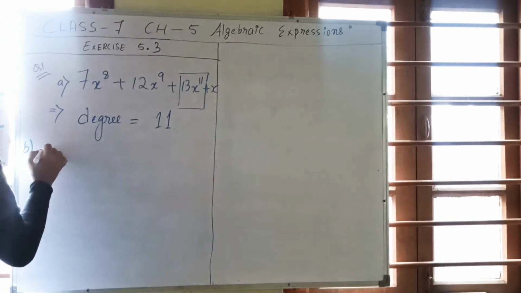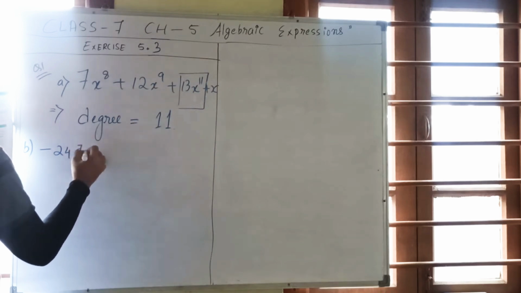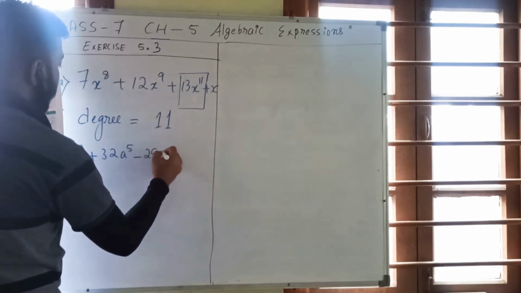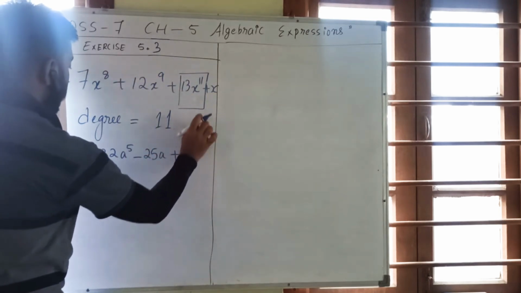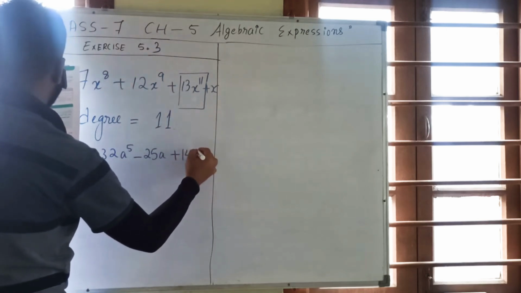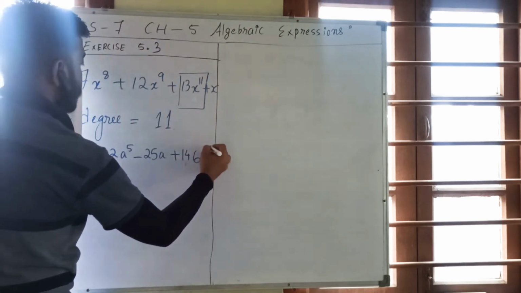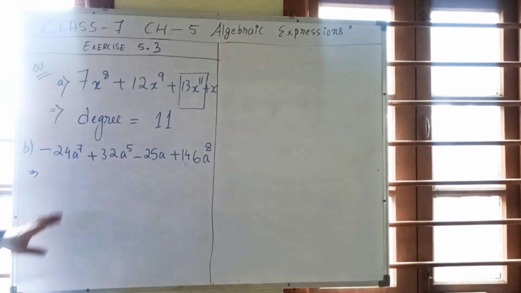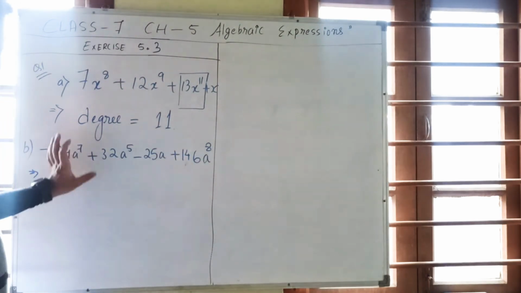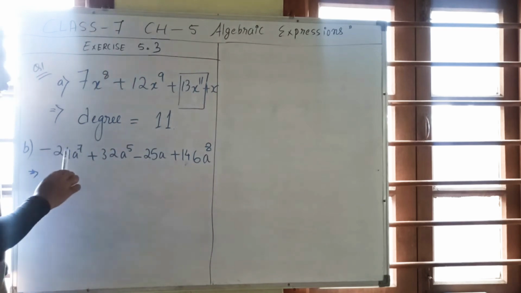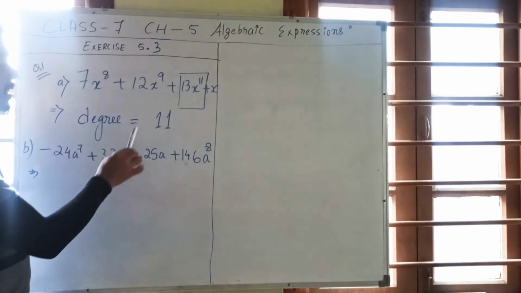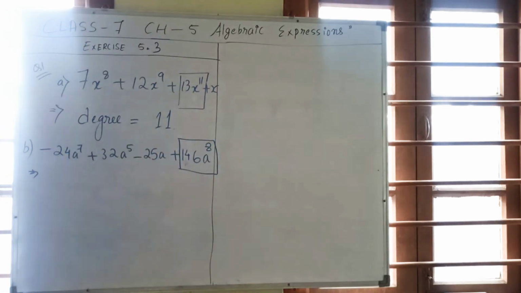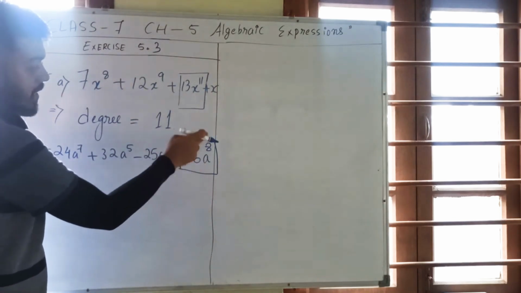It will be minus 24 a to the power 7 plus 32 a to the power 5 minus 25a plus 146 a to the power 8. Now here you see a is present in each term. Now what is the highest number? The highest number is 146. Now you check whether a has the highest power or not here.